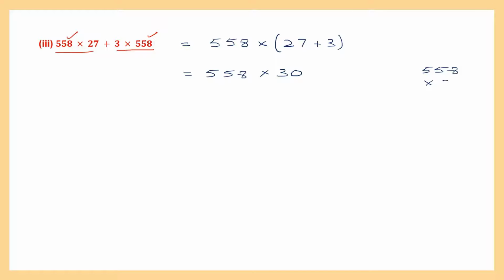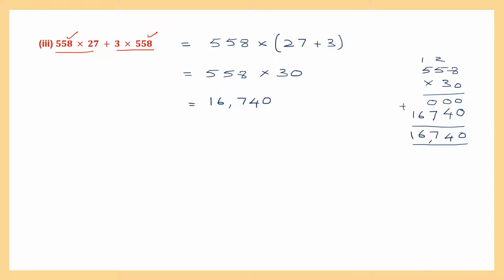558 into 30. So that's 0 the first step. Then second step, we start with a 0. 3 8s are 24, carry 2. 3 5s are 15 plus 2 is 17, carry 1. 3 5s are 15 plus 1 is 16. So here I have 0, 4, 7, 6 and 1 after adding this up. So what do I have? My answer is 16,740. So this is the answer to question 3, and we have used the distributive property here also.